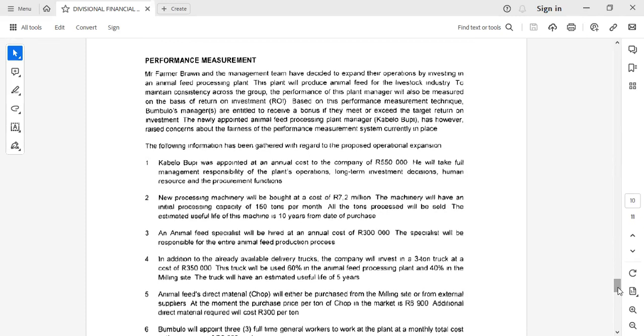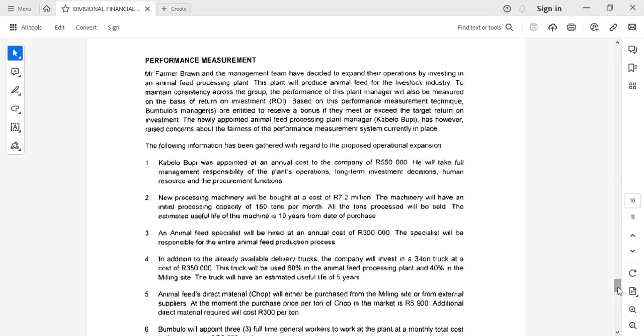Mr. Farmer Brown and the management team have decided to expand their operations by investing in an animal feed processing plant. This plant will produce animal feed for the livestock industry. To maintain consistency across the group, the performance of this plant manager will also be measured on the basis of the return on investment. Let's remember that is the controllable profit over the controllable investment. Controllable profit divided by the controllable investment.